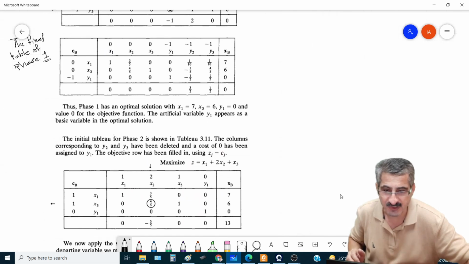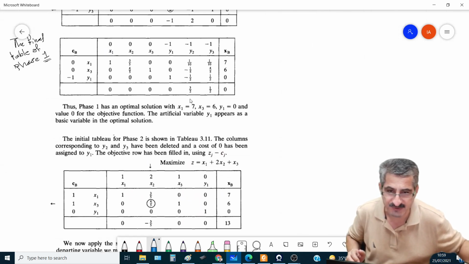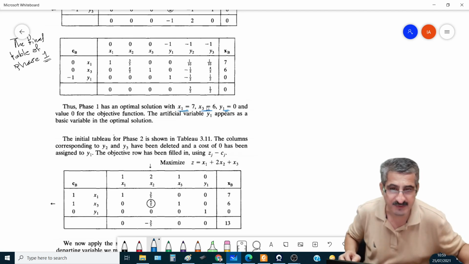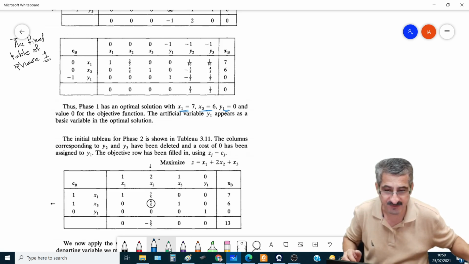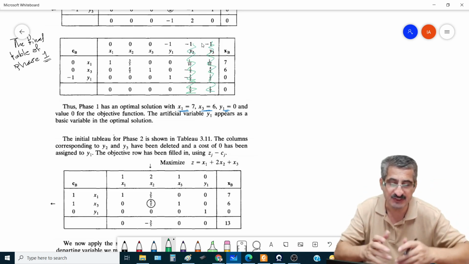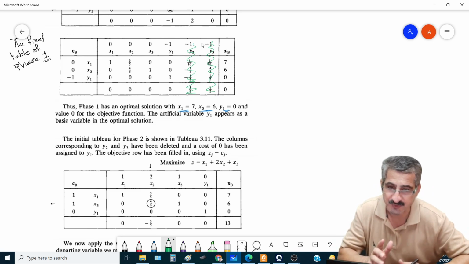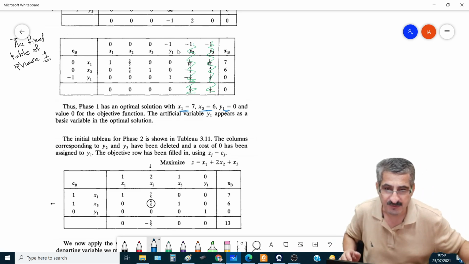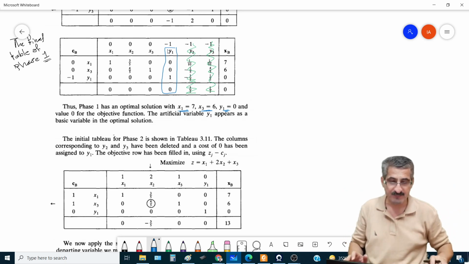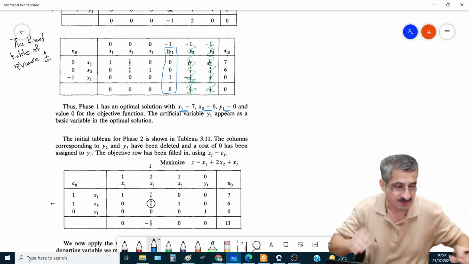Now the basic variables here are x1, x3, and y1. y1 is an artificial variable, and it is a basic variable. So now y2 and y3 and their columns, we can get rid of them because they are not basic anymore. But we have to keep the column of y1, and I need to be careful. I don't want to take the negative one above there because this will be replaced with the new row.